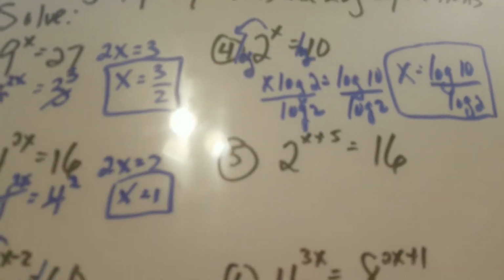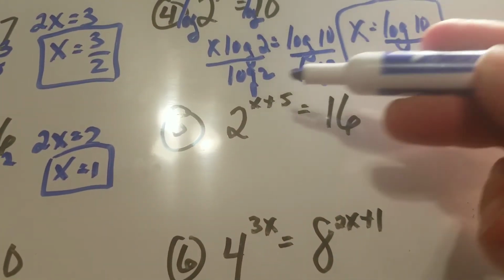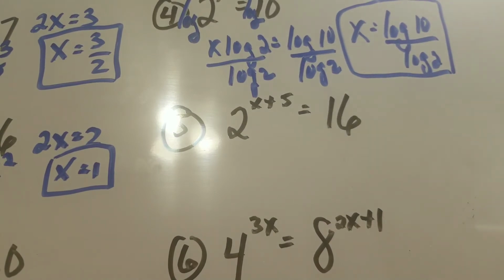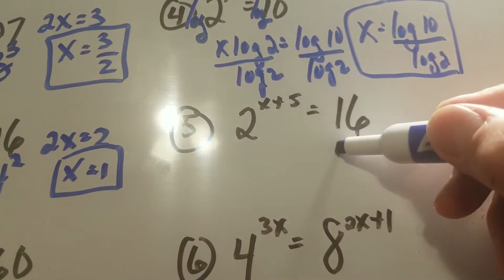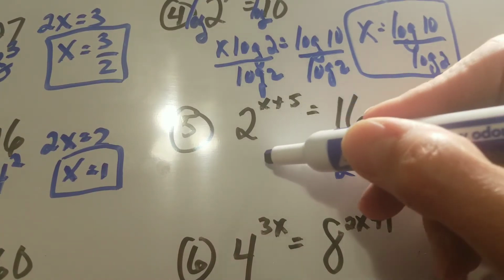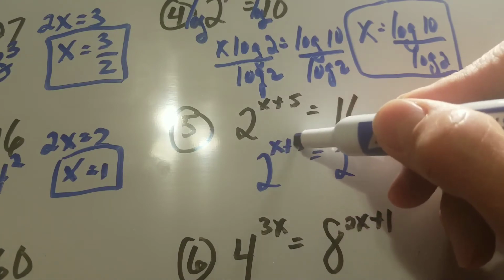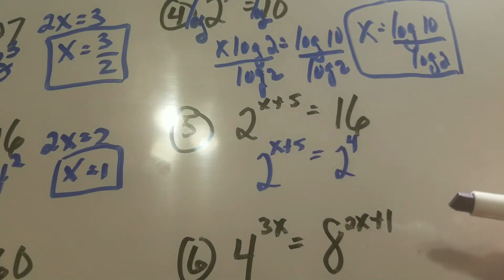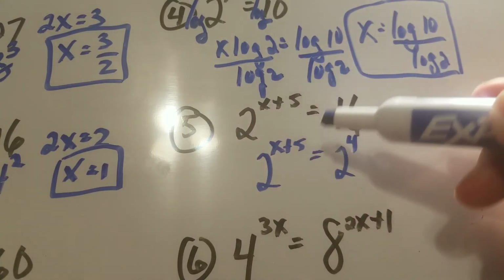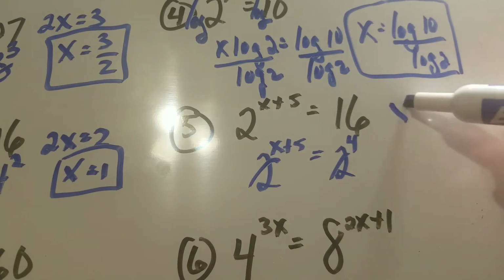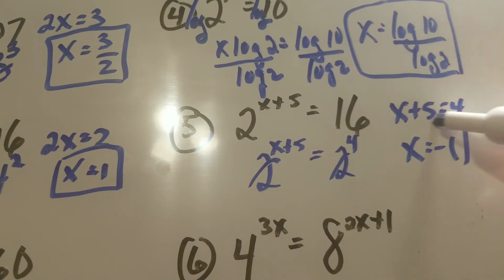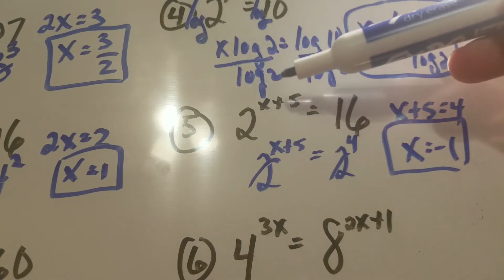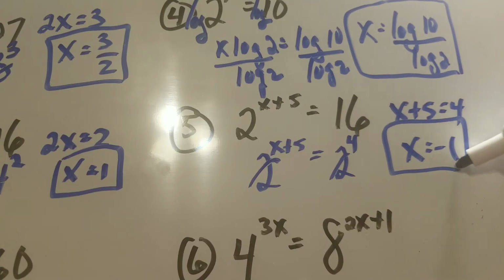All right, next one. Now this particular one, you could use either method to get the same answer. You can use the log, it does work, but making this to 2 to the 4th power will make it so much faster. I wish I had enough room on this board to show you the other way to get the same answer, but I don't. But you can put log and log. So these cancel. X plus 5 is equal to 4. X equals negative 1. And negative 1 plus 5 is 4. 2 to the 4th is 16.